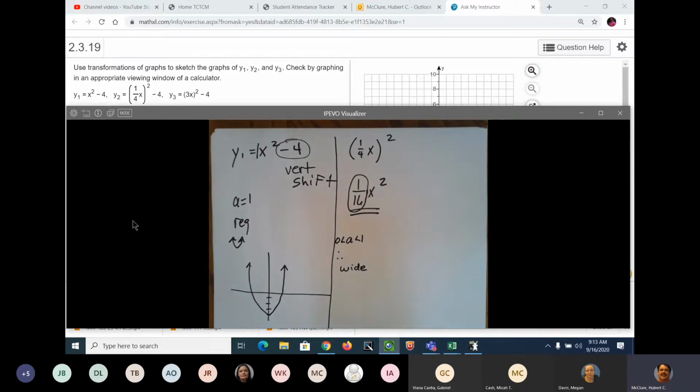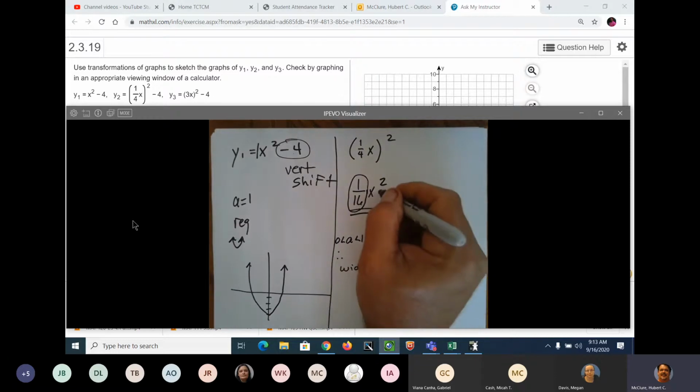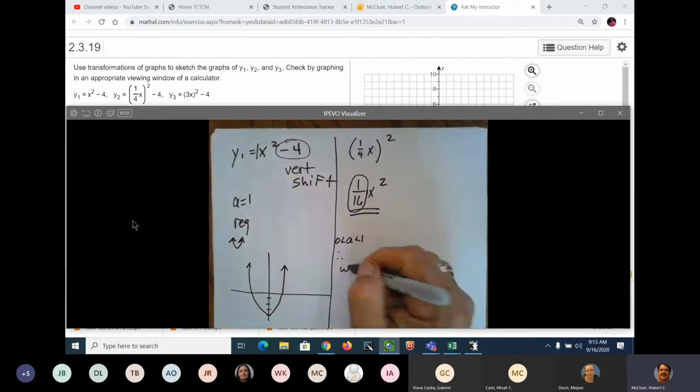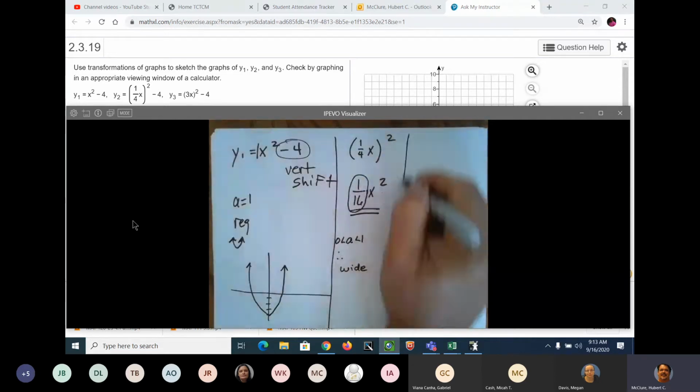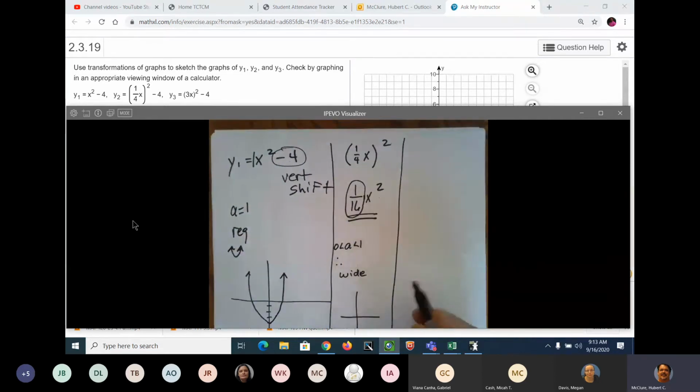And we went over that, you know, with the vertical, horizontal orientation and all that. X squared is a regular parabola, but it's going to be wide. There's no vertical shift. There's no horizontal shift. So basically, you're going to have something like this.